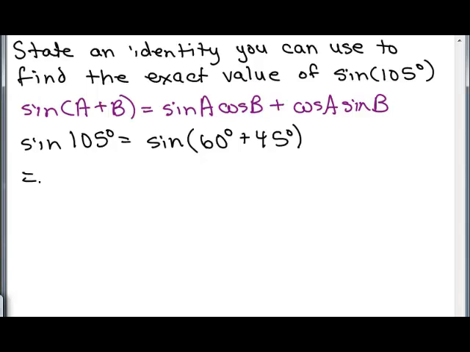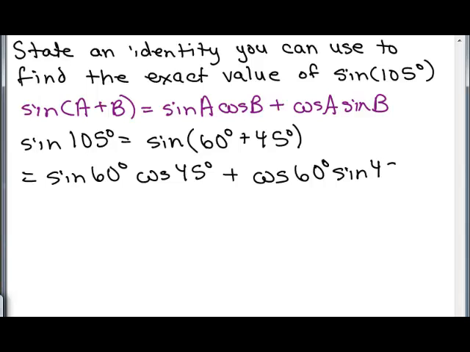So using the formula, it's the sine of 60 degrees times the cosine of 45 degrees. I think I said 40. That was just me saying the wrong thing. And the cosine of 60 degrees times the sine of 45 degrees.